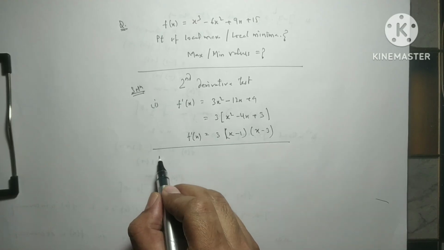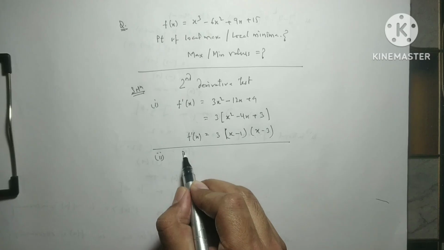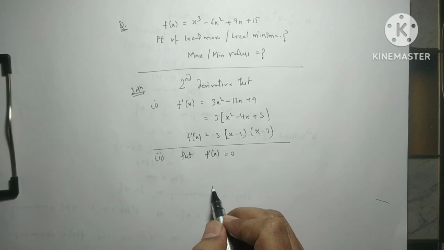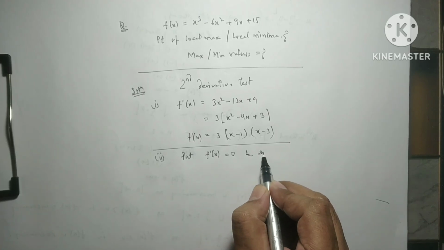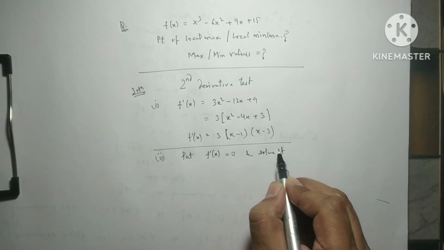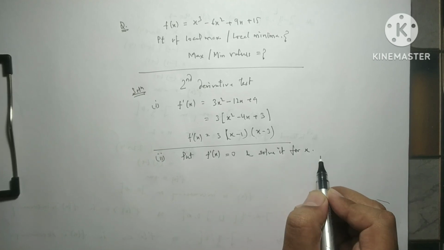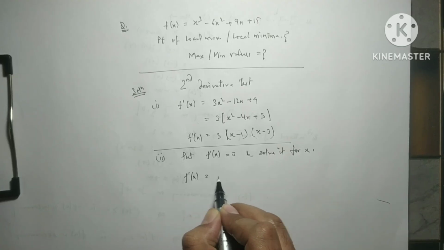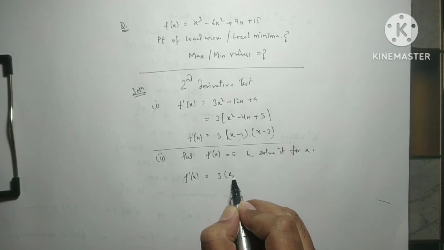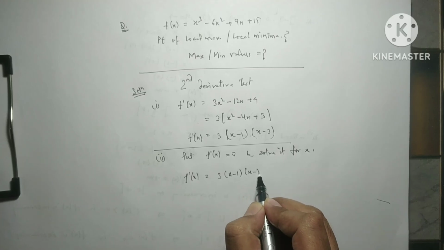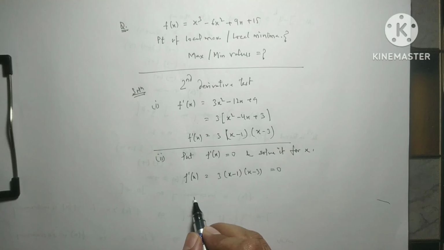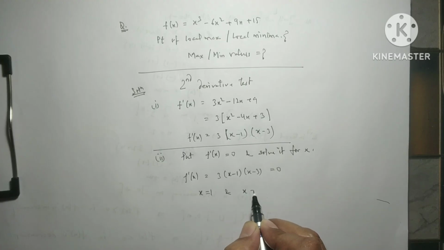Now step 2, we put f dash x equals 0 and get the values of x. So f dash x is 3 times (x minus 1)(x minus 3). So we put 0. Now we get the values x equals 1 and x equals 3.